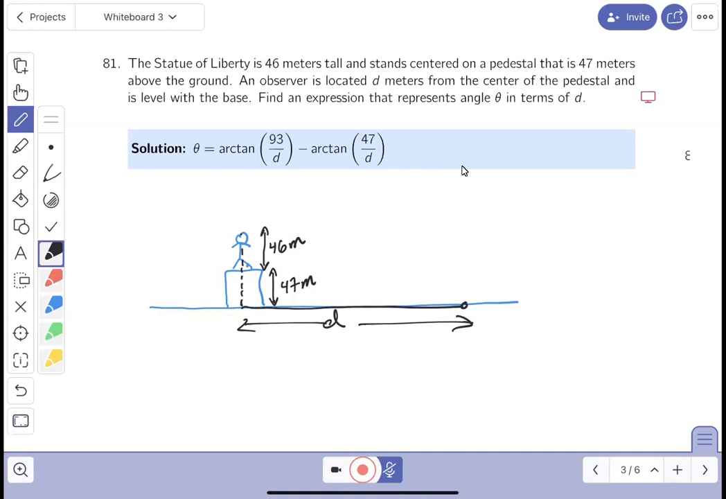Well, let's take a look at what he's doing. The observer is located d meters from the center of the pedestal and is level with the base. Find the expression that represents the angle theta in terms of d. It's a little complicated here. I wonder what the theta is at this one. I've got to read it again. The Statue of Liberty is 46 meters tall and stands centered on the pedestal that's 47 meters above the ground. An observer is located d meters from the center of the pedestal and is level with the base. Find an expression that represents the angle theta in terms of d.